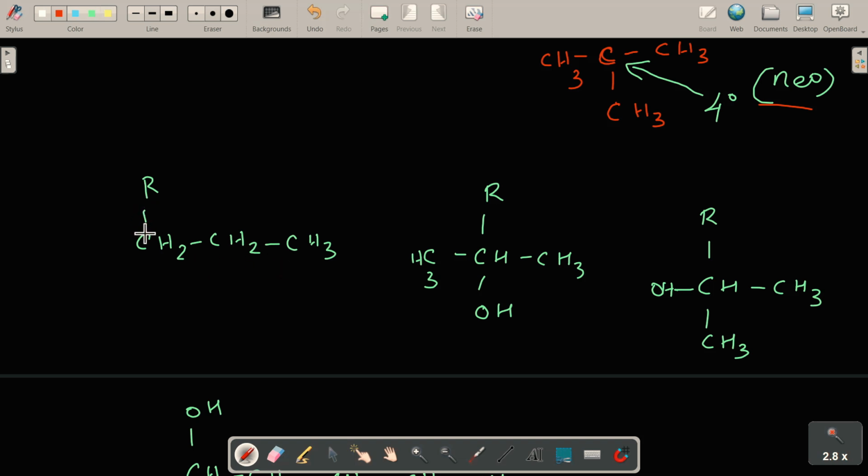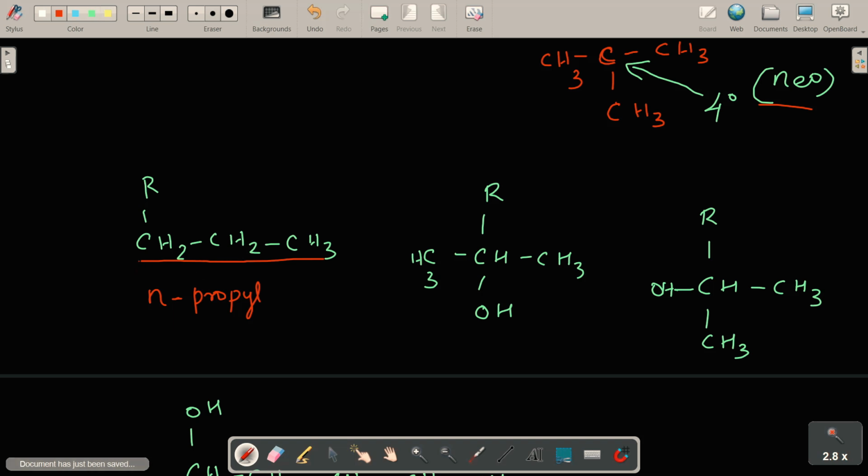When the substituent is a straight chain, the propyl is a straight chain, so we include the name N-propyl. When you write N-propyl in the common name, it should be a straight chain. Then only you can write N-propyl. For example, if this R is a butene, then you can write N-propyl butene. The substituent will be N-propyl.